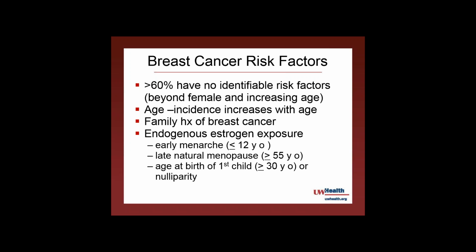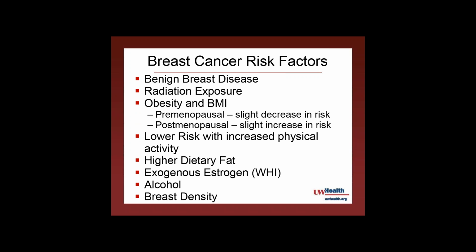We know that endogenous estrogen exposure increases the risk across the board. Females that have their first date of menstruation when they're less than or equal to 12 years old are more likely to have a higher risk. If you have late natural menopause, greater or equal to 55 years old, or the age at the birth of your first child is greater than or equal to 30, or you never had children, you have higher endogenous estrogen exposure, which correlates to higher risk.